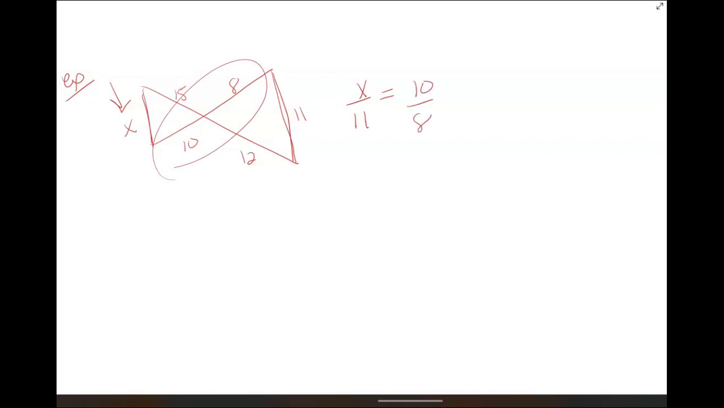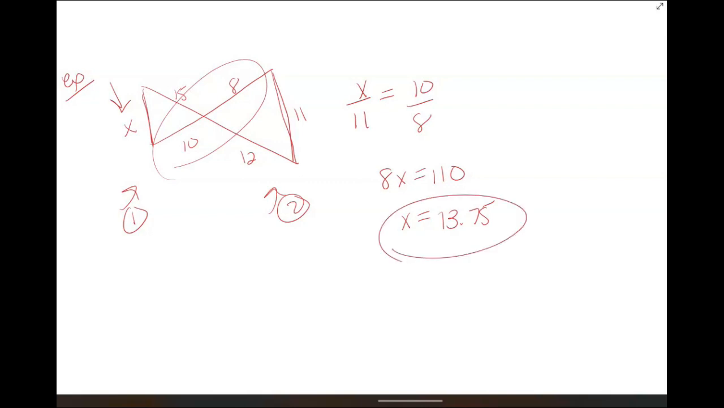Again, remember you have to go in the right direction. I started with this triangle. This was my first, this was my second, so I have to make sure I stay in that order. Okay, and when I cross multiply, I get 8x equals 110. And x is going to equal 13.75, which makes us feel really weird that it's a decimal, but some of your answers are probably going to be decimals or fractions, so don't worry about that. So we've solved for that.